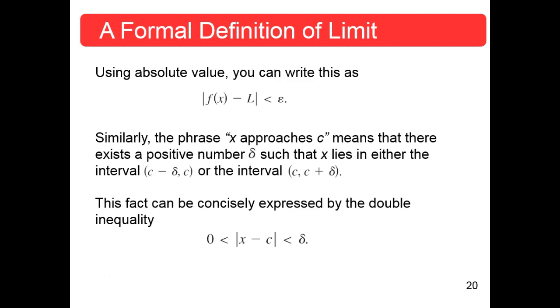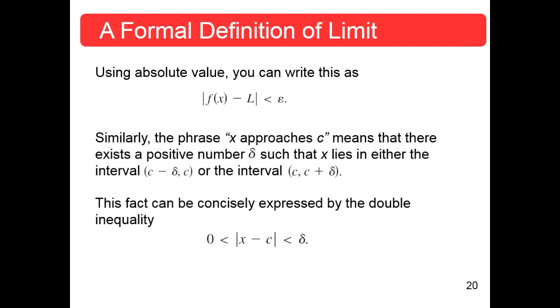Now, of course, notice they don't put the 0 less than this. Well, it's an absolute value. You know that 0 is going to be less than or equal to an absolute value. This says you don't even have equal to. In other words, x can't equal c. You can get as close to c as you want with x, but you can't make it equal to c, because then that would be equal to 0. It's still going to be less than delta.